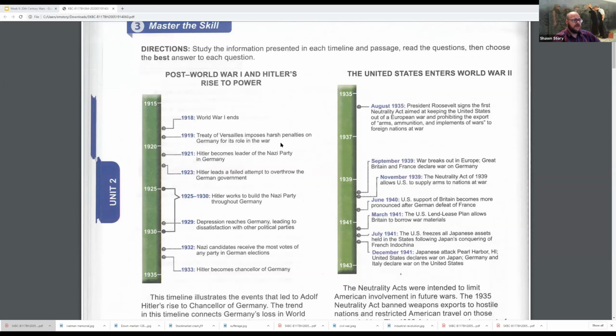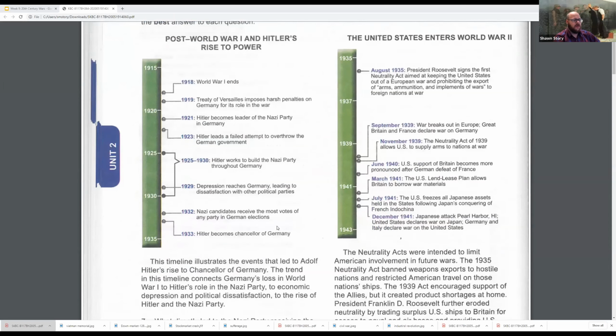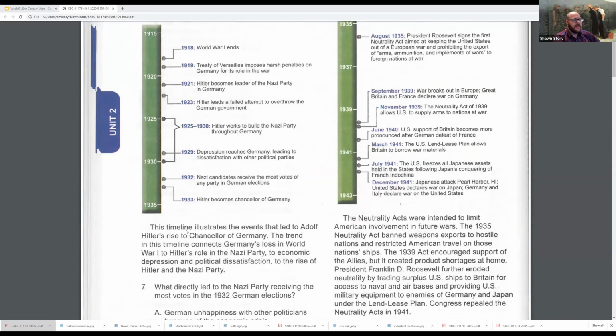World War I ends, Treaty of Versailles. We see all of these events that are happening in chronological order. Let's read the passage. This timeline illustrates the events that led to Adolf Hitler's rise to Chancellor of Germany. The trend in this timeline connects Germany's loss in World War I to Hitler's role in the Nazi Party, to economic depression and political dissatisfaction, to the rise of Hitler and the Nazi Party.